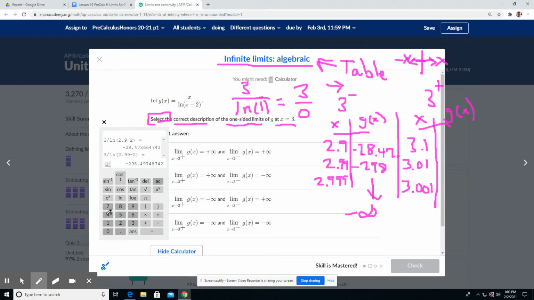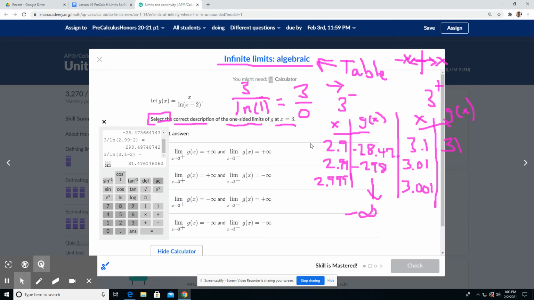So let's see what happens on the other side. I think we're pretty good with this one. Nice to have 3, but if you feel okay with 2, that's probably fine. We want 3 divided by natural log of 3.1 minus 2. That gives me about 31. And then let's try the next one.